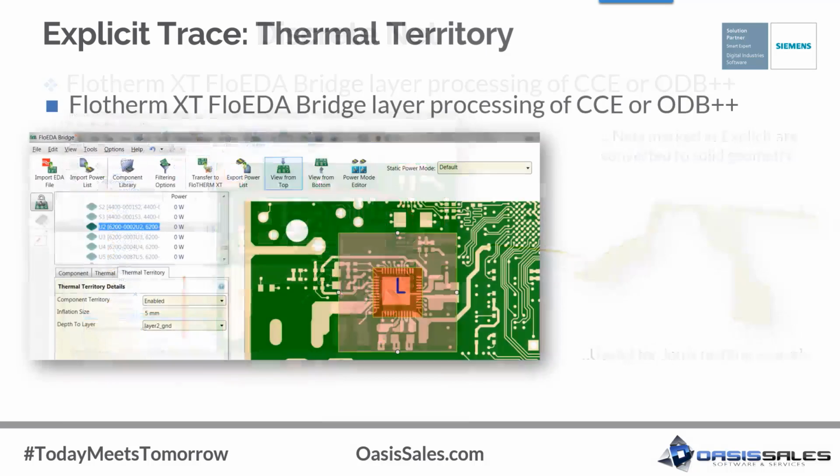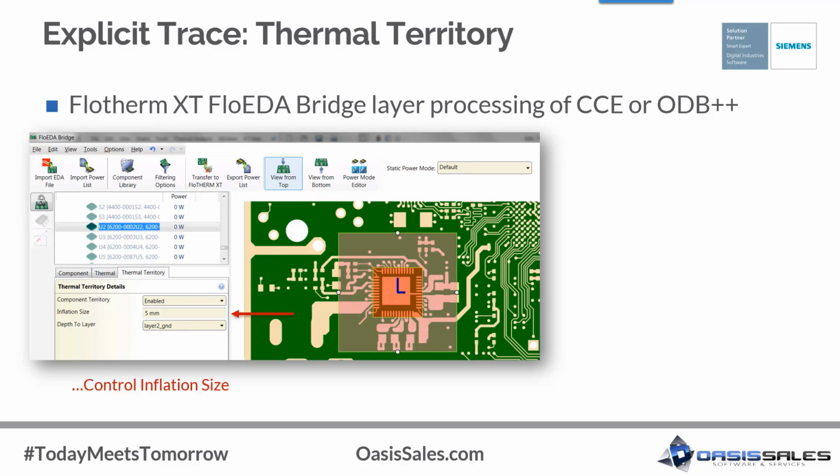The latest method for modeling explicit traces is with thermal territories. Rather than defining the region using the net, it is associated with a component on the PCB. Once the component is enabled, we have choices to determine how much copper we want to resolve explicitly. This is controlled through 2 settings. The first setting is the inflation size. So that's the distance away from the component where the copper will be resolved explicitly.